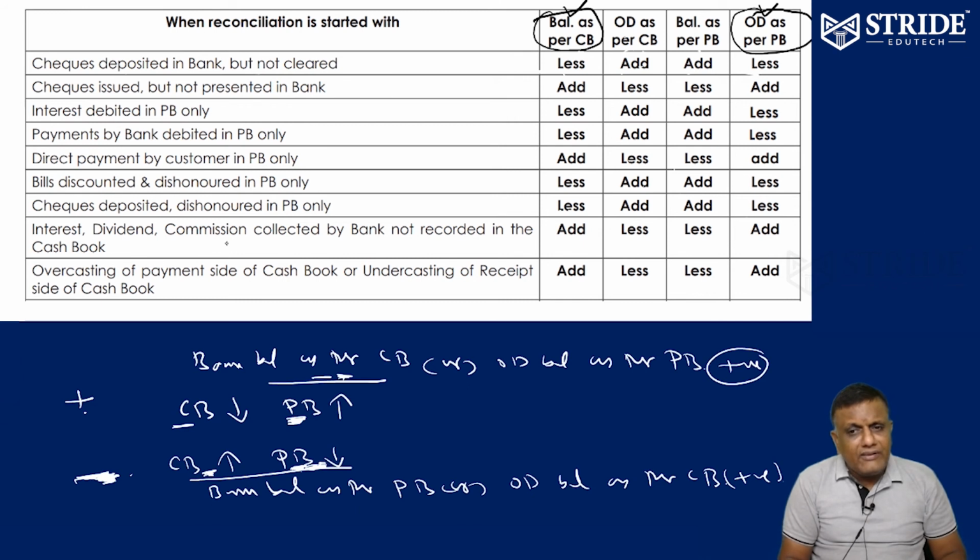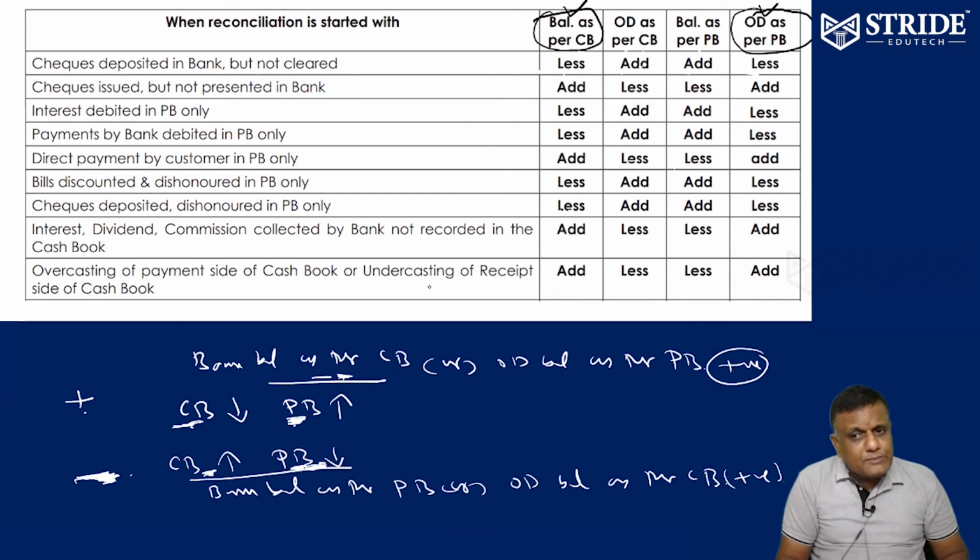Similarly, interest, dividend, commission collected by the bank. Automatically, your passbook shows higher balance. Okay, therefore added. Reverse case, less. Overcasting payment side of cash book. What do you mean by it? Payment side of cash book higher means your cash book balance reduces. Therefore add.